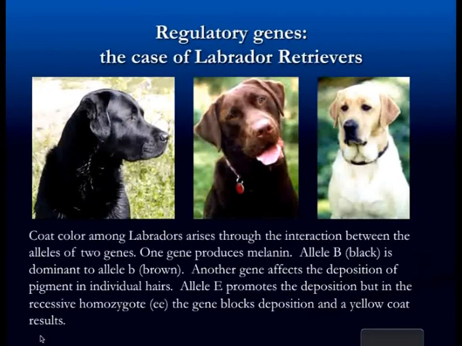Now, a good example of regulatory genes, a simple example, is the case of Labrador retrievers, which come, as you probably know, in three colors. They come in black, brown, and Carlos, or blonde, or whatever you want to call him. Yellow is what they usually call it, but Carlos is over on the right. And this coat color arises through an interaction between alleles of two different genes. One of them produces melanin.